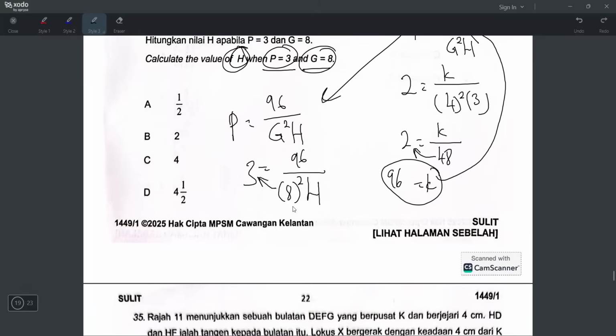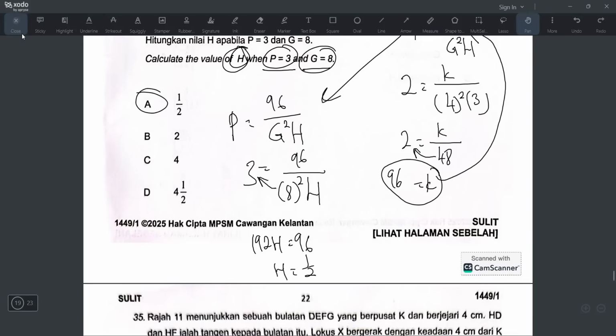So here becomes 64H, but times 3. What is 3 times 64? It becomes 192H. So 192H equals 96. And now you can get your H easily. Just do 96 divide 192. So my calculator gives me 1 over 2. And that's your answer. A. Alright, that's all.